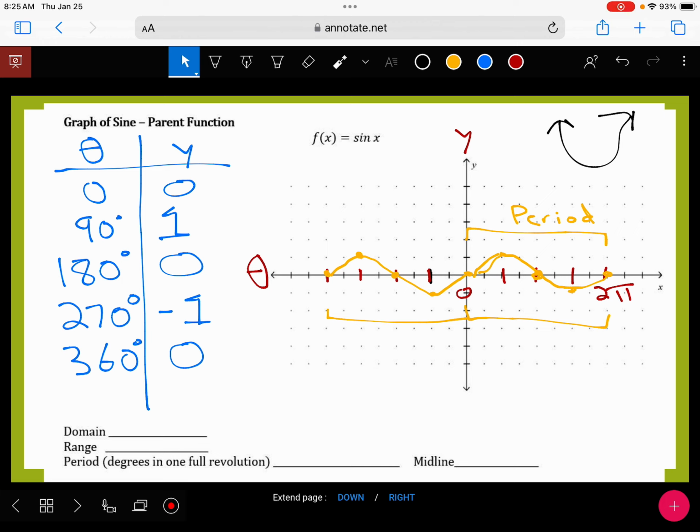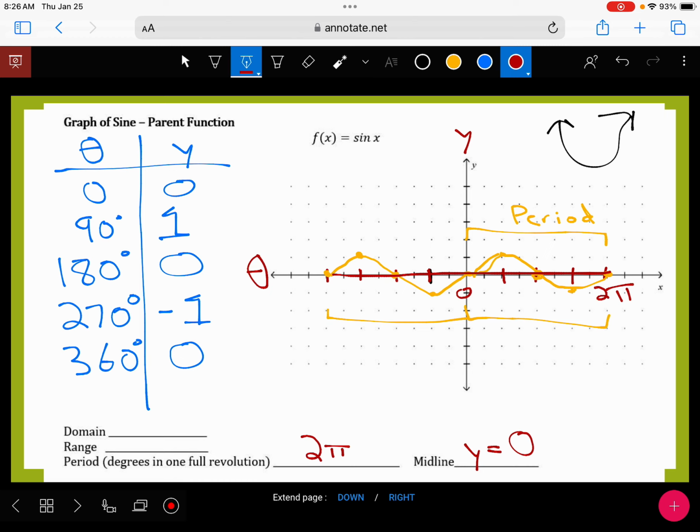So moving on, we're going to fill in the blanks here of domain, range, and period. I kind of jumped the gun a little bit, but like I said, the period of the parent sine function is just 2 pi. I also said the midline. The midline for the parent sine function is right here, right along that x-axis. So the way we'd say that is the midline equals y equals 0. That's the midline, just when y equals 0.